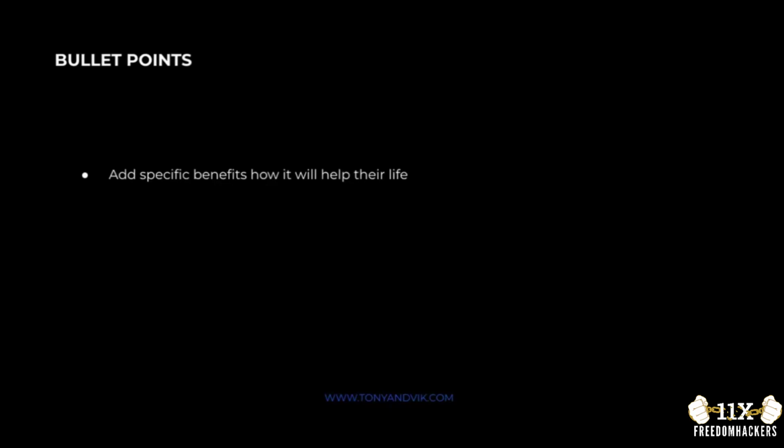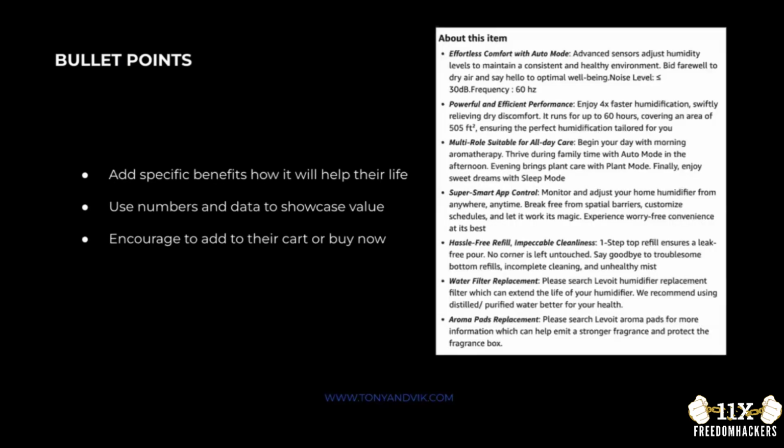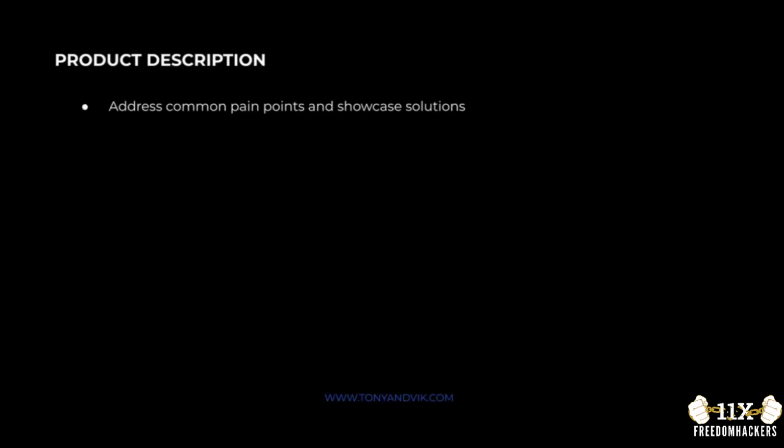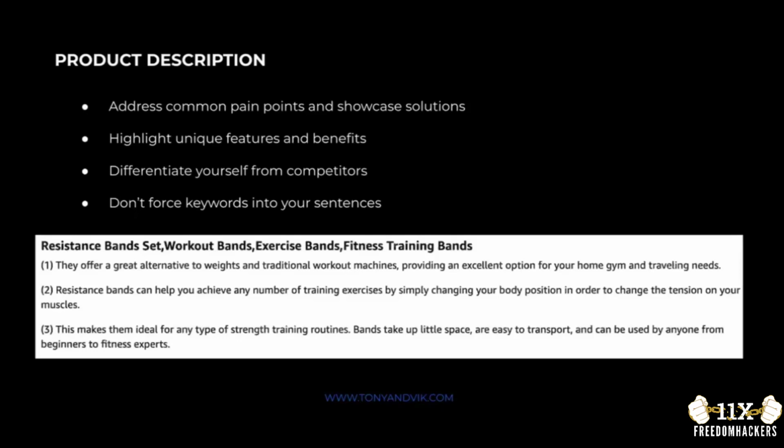Then bullet points, different kinds of specific benefits, what kind of impact it will have on people's lives, using numbers and data to showcase this different kind of value, and in some cases also reminding them to add to the cart or buy now. Then the description is to address common pain points, showcase solutions, highlight unique features and benefits, and differentiate from competitors, but not in such a way that you force these keywords into your sentences.